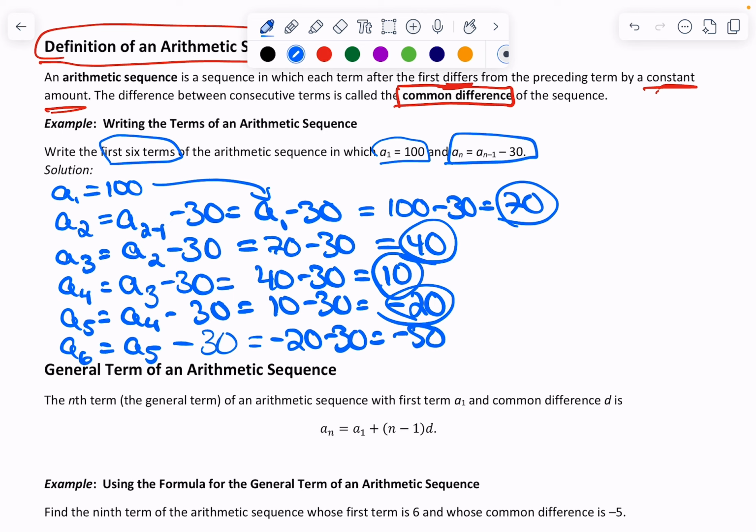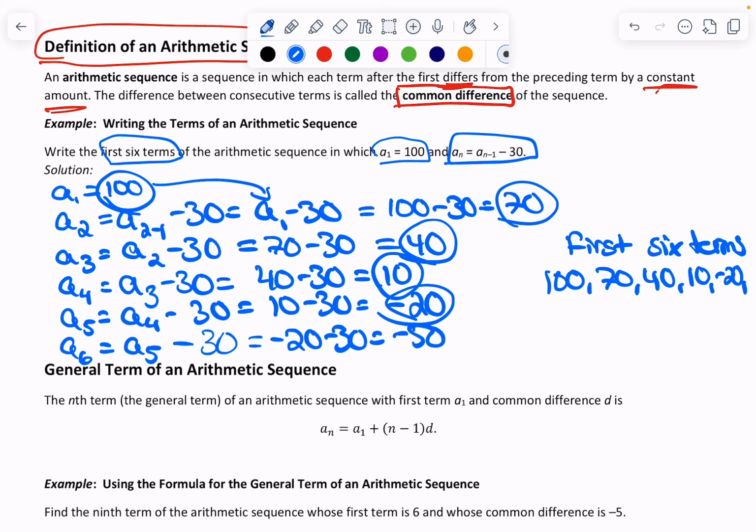So the first six terms are 100, 70, 40, 10, negative 20, and negative 50. And make sure that you're writing them in the correct order, so the first term first.